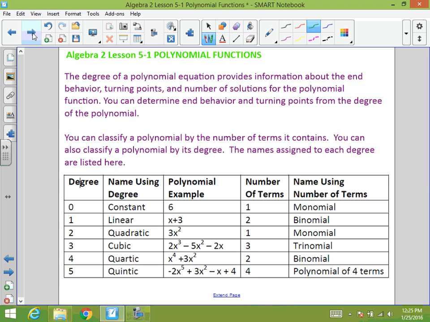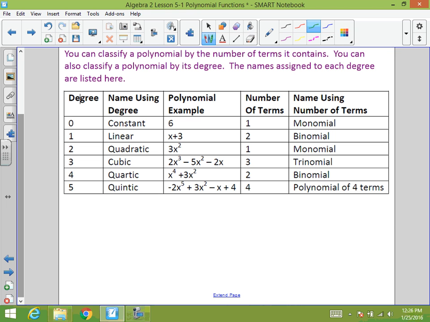You can classify a polynomial by the number of terms it contains, and you can also classify it by its degree. The names assigned to each degree are listed below here. We have examples of each one of these. For example, anything to the degree of 0 is called a constant. It's any number, like 2, 3, negative 4. It only has one term, and it's a monomial.